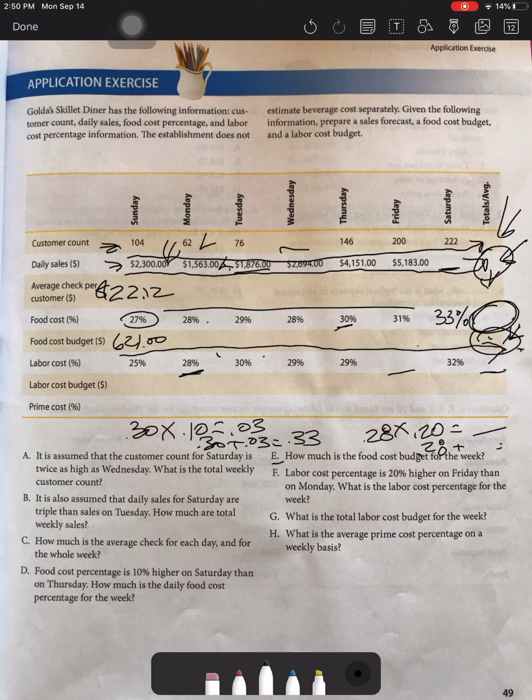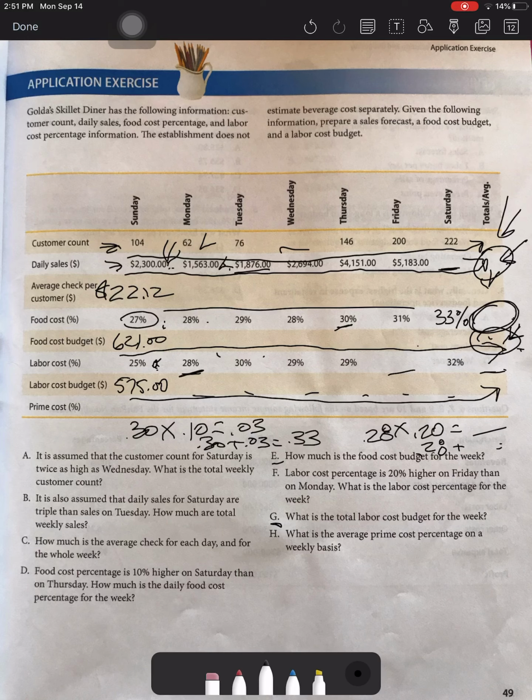So to do the labor cost budget, which is G, you would take your daily sales and multiply it by your labor cost percentage, just like you did for food, but you're using the labor cost percentage instead of the food cost percentage. So you say $2,300 times 25%, and so in this case it's $575 for Sunday, and you do that for each day of the week. And so after you do that for each day of the week, then you can add all of these up together and put it right there, and that's how much labor has cost for the whole week.